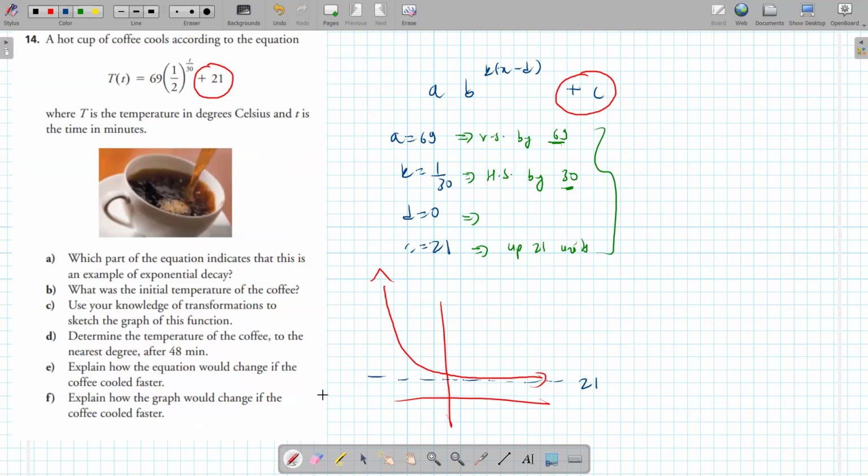So what would be the minimum temperature of this coffee? 21, because that's probably the room temperature. Your coffee cannot be cooler than the room temp, right? Or hotter, I guess. Eventually it'll plateau to 21 degrees. By plateau, I mean the asymptote. It'll never cross this point.